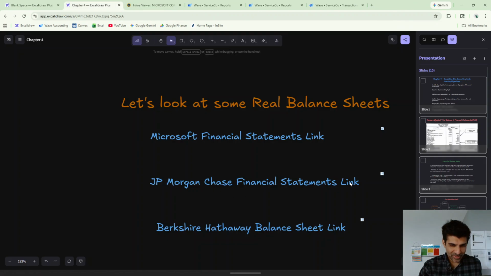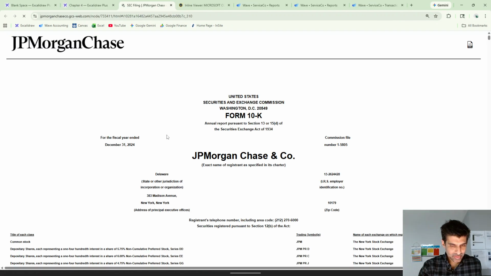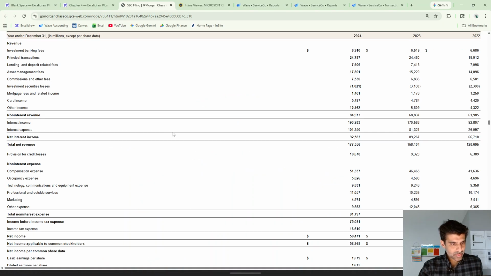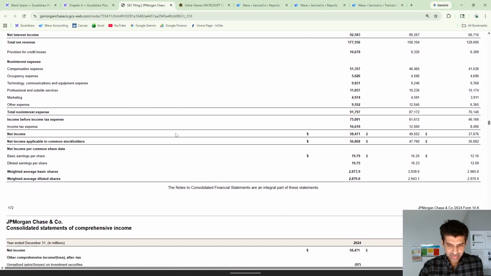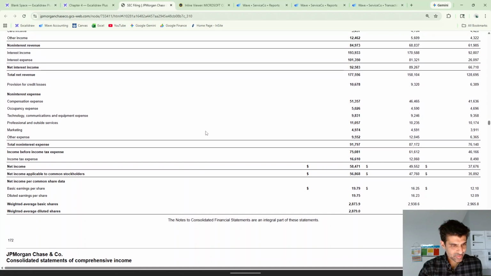Let me undo that. Okay, what page is this? 172.